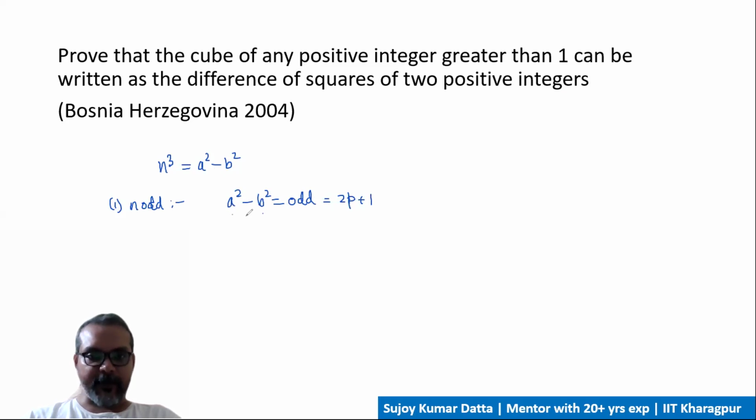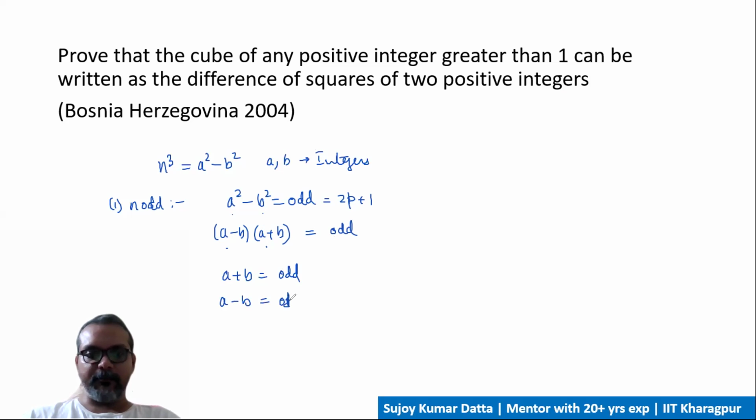When you factorize it, a minus b times a plus b is that odd number. Then we can conclude that both of these are factors of that odd number. Why are they factors? Because a and b are integers. So since both of them are integers, these are factors of that odd number. So both factors will be odd. So a plus b will be an odd number and a minus b will also be another odd number.